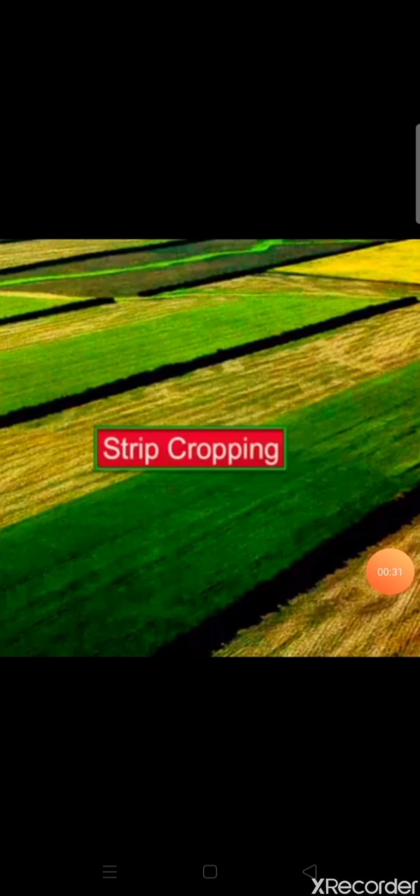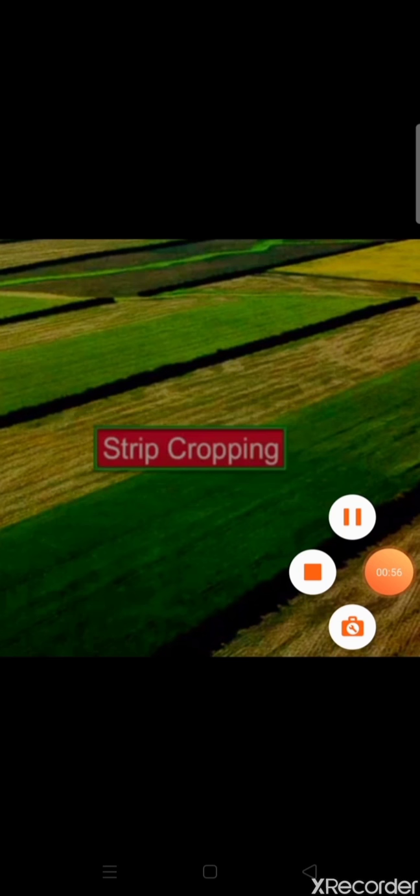And second is strip cropping, and in strip cropping different crops are grown on the same field in different strips or patches, usually alternately. As you can see again in this picture, two different types of crops are grown on the same field, which again controls soil erosion by wind and water.